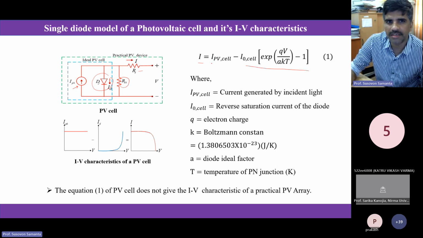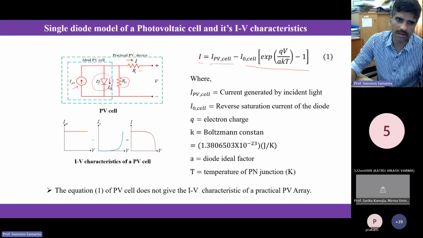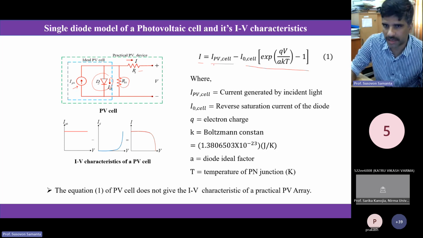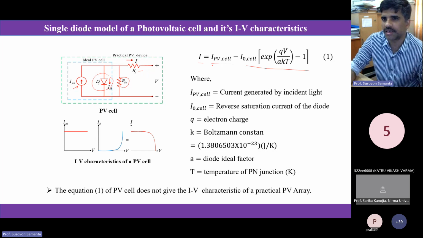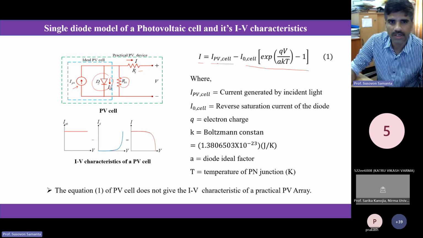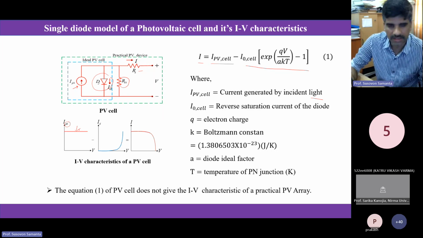And this is your cell current that is generated due to the irradiation. So you have a constant current, which, as it suggests, depends upon the light. It depends upon the irradiation, so its value can vary. But for a constant irradiation, it will be a constant value.